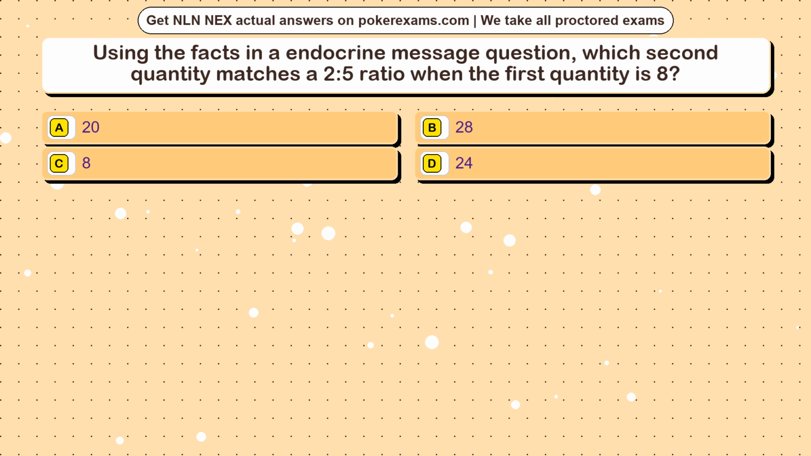quantity is 8? Option A, 20. Option B, 28. Option C, 8. Option D, 24.